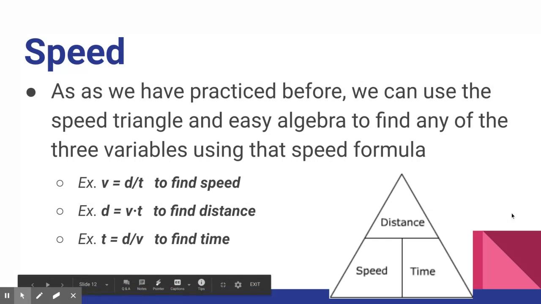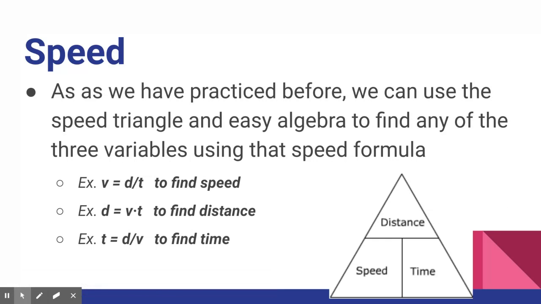And then as we have practiced before, we can use the speed triangle and easy algebra to find any of the three variables using the speed formula. As examples, if we need to find speed, it's v is equal to d divided by t. If we need to find distance, it's d is equal to v times t, so speed times time. And if we need to find time, it's going to be distance divided by speed, okay?